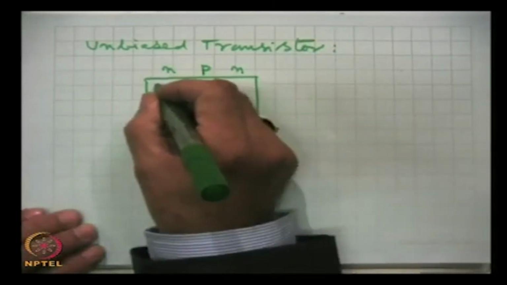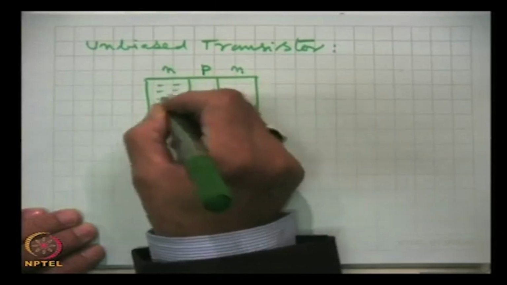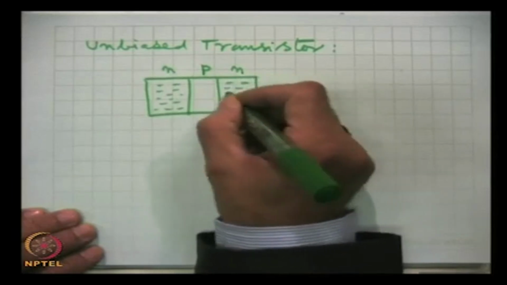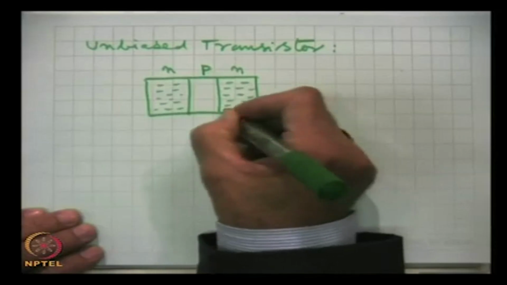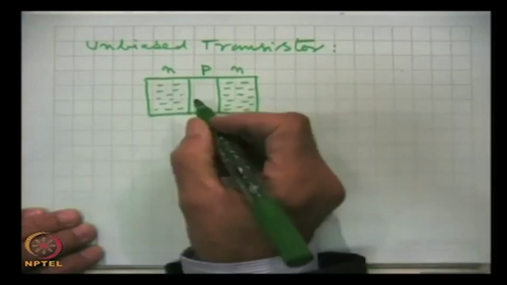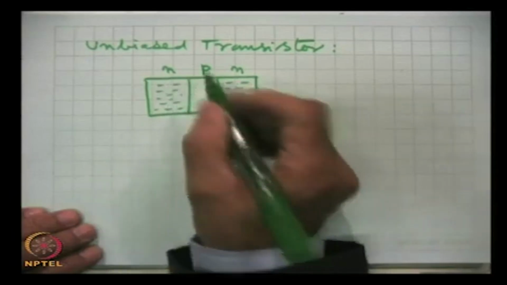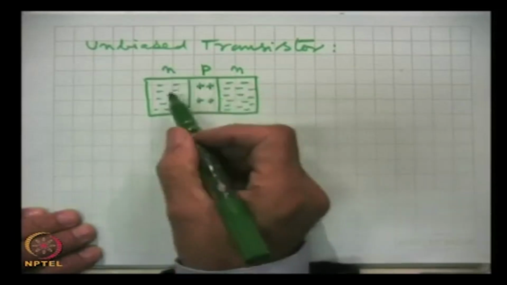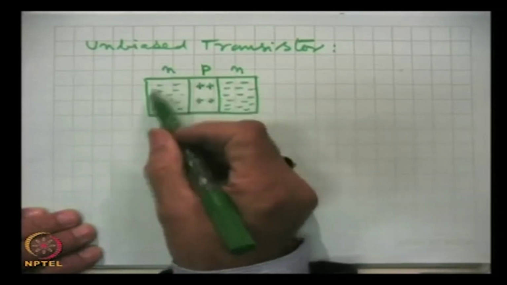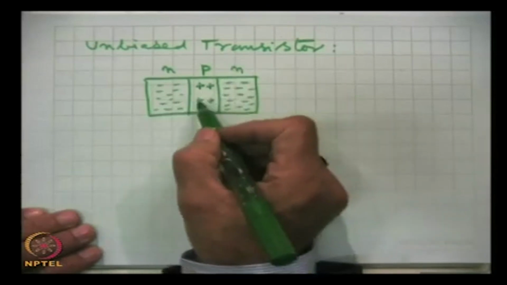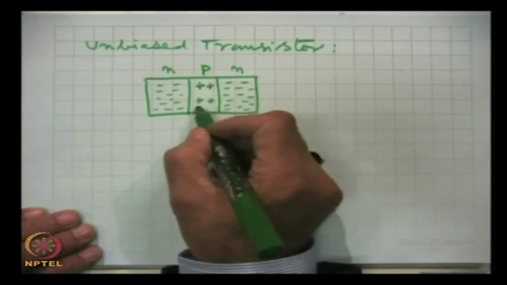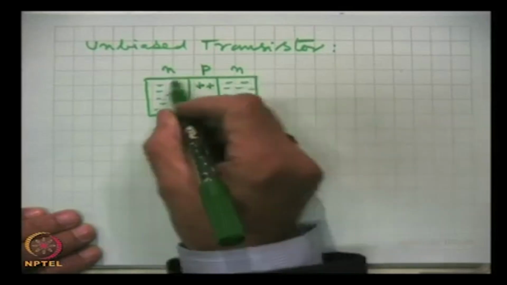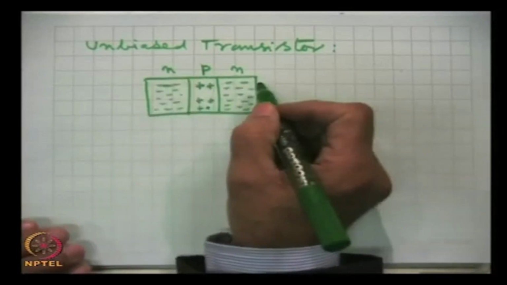Here there are majority electrons, here also majority electrons, and in the p type material, this is the base, and there are holes. The emitter is very heavily doped, that means a very high density of electrons here. The base is very lightly doped, so there are fewer holes here, and this is the moderately doped n type collector.